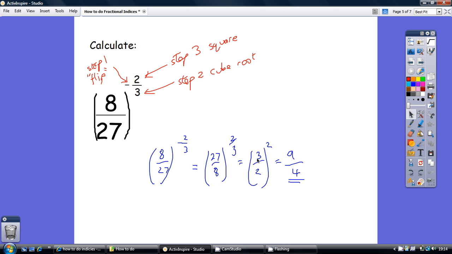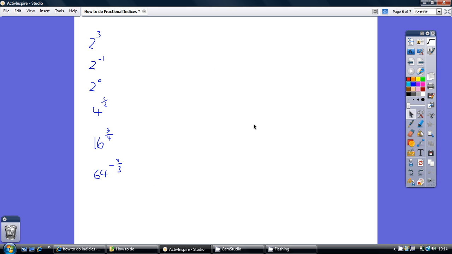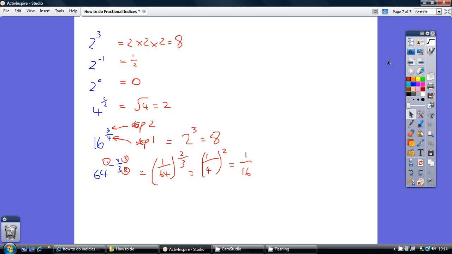And then finally we have to do the squaring. Square top and square bottom. 3 3s are 9, 2 2s are 4. Now here's a variety of indices questions for you to have a quick go at if you want. And here are the answers.